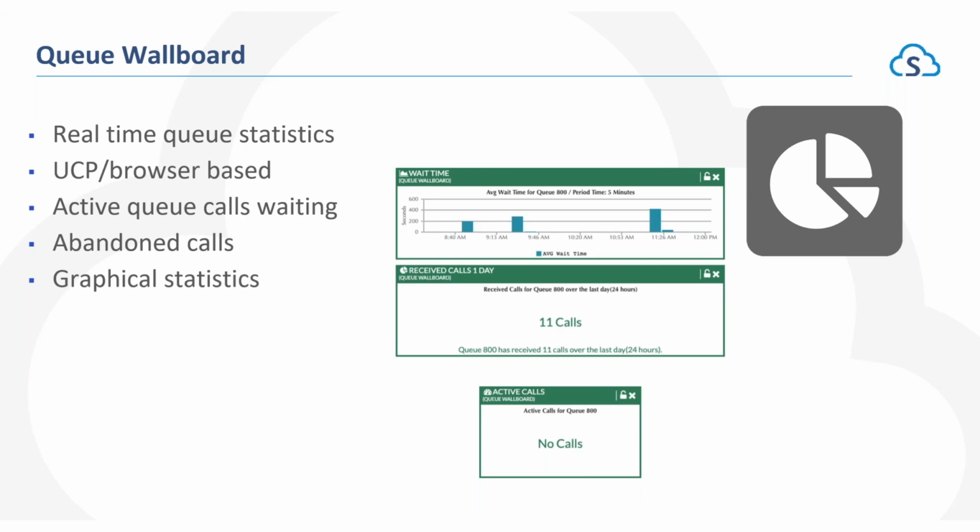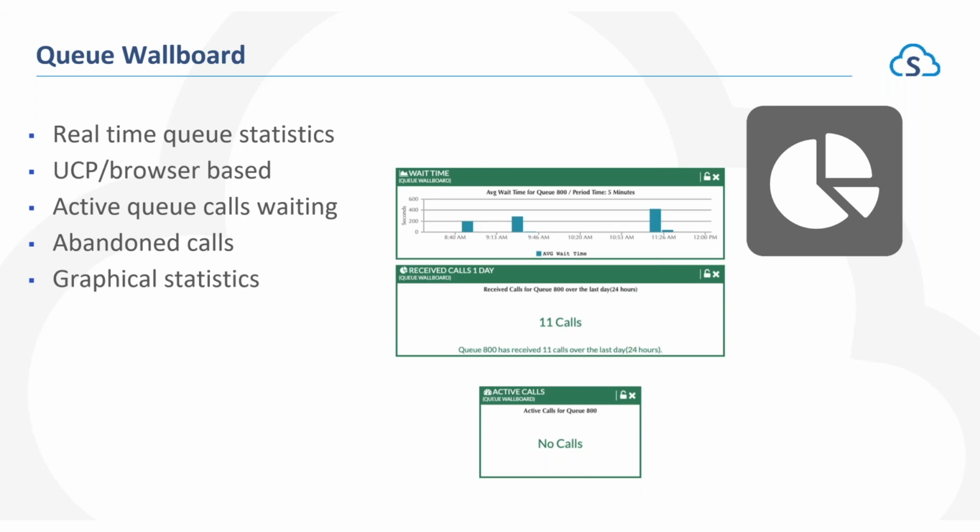So this is real-time, in comparison to the queue reports, which are based on a report, so you have to run a report. This is real-time monitoring of some basic queue stats. This is in the user control panel, so you can assign who is allowed to have this information, or you can give the authorization to all the agents.